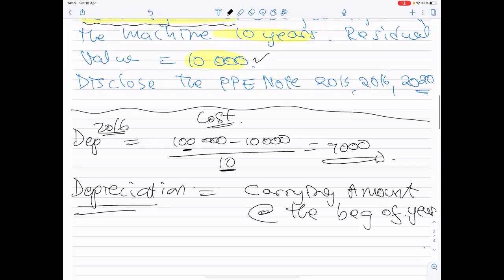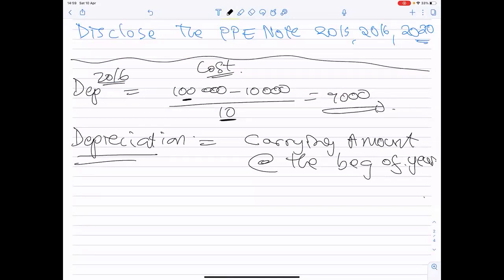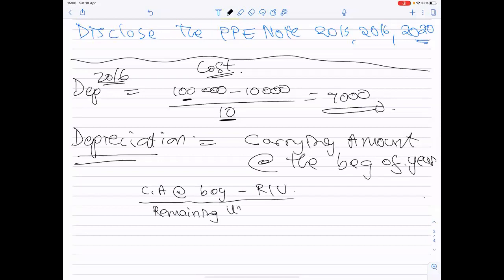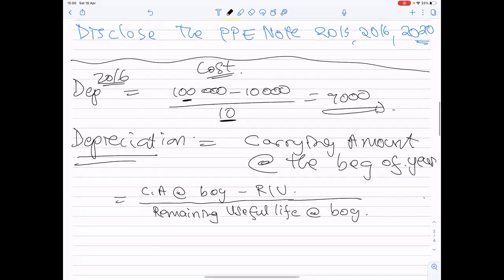So if you're calculating your depreciation based on the carrying amount at the beginning of the year, you are going to say carrying amount at beginning of year minus the residual value divided by the remaining useful life at beginning of year. Is that clear? It would be your carrying amount at the beginning of the year minus the residual value divided by the remaining useful life at the beginning of the year. Are we together? So let's do that for the year 2016.